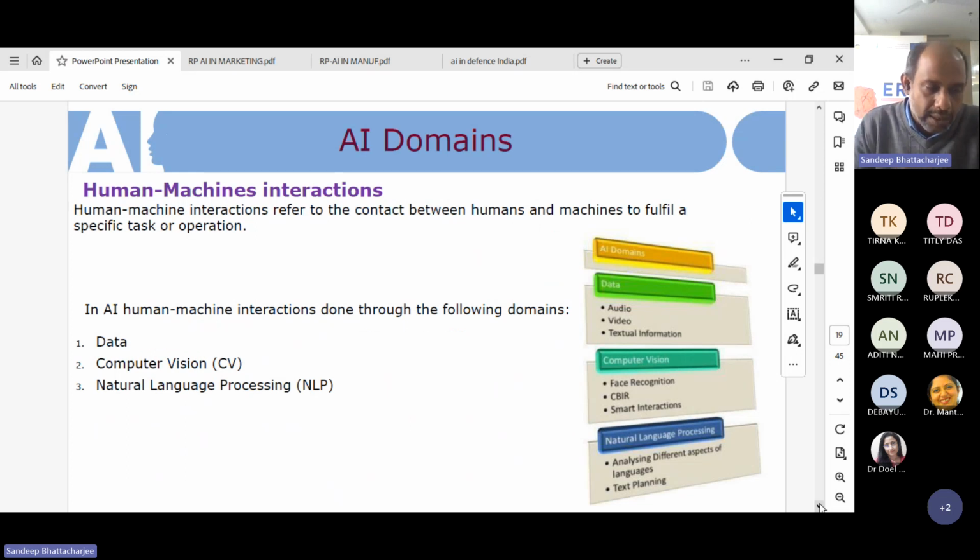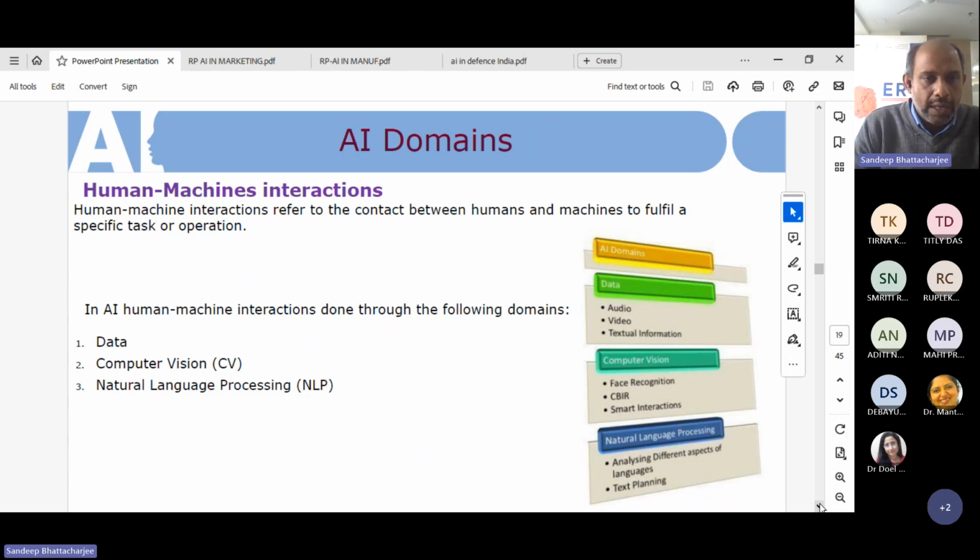Now, if you see in terms of AI domains, there is a concept known as human-machine interaction, which is very, very important in terms of how humans interact with machines. Human-machine interaction refers to the contact between humans and machines to fulfill a specific task or operation, right? There are certain things which humans want to do, and we have realized that without the help or aid of machines, it will be very difficult to conduct those things.